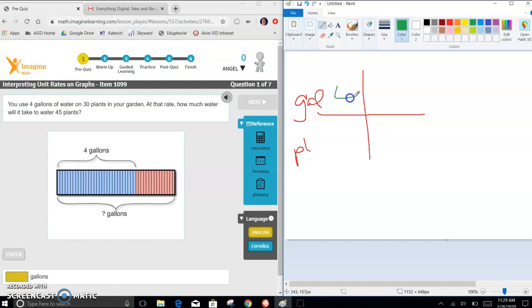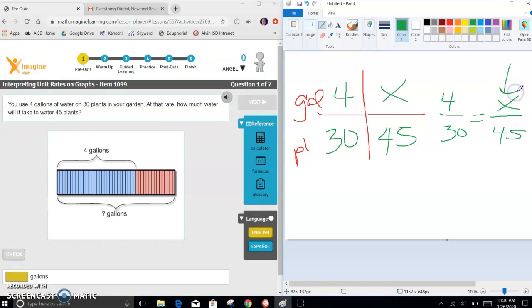I am given 4 gallons and 30 plants, and then I need to solve for 45 plants. So this is my X. Remember guys, the proportion is just 2 equal ratios or 2 equal fractions, and I need to find out what makes this true. So I can cross multiply and divide, and the fun part about this is you have a calculator, but I'm going to do it by hand. 45 times 4, and then I'm going to divide by 30.